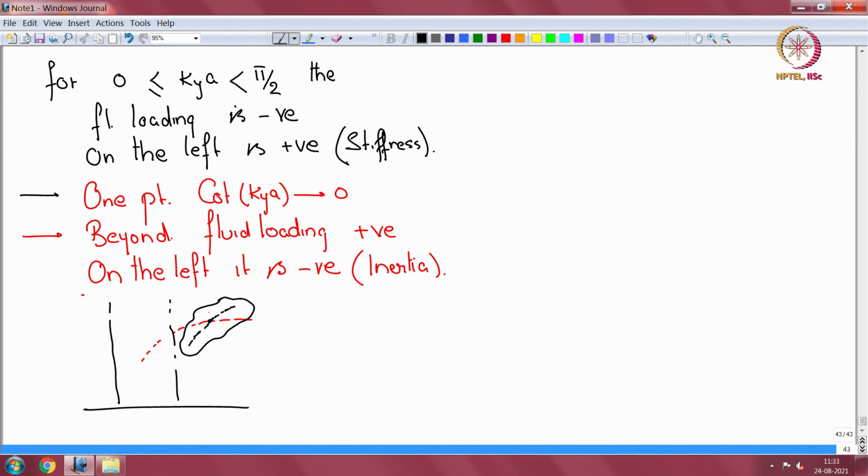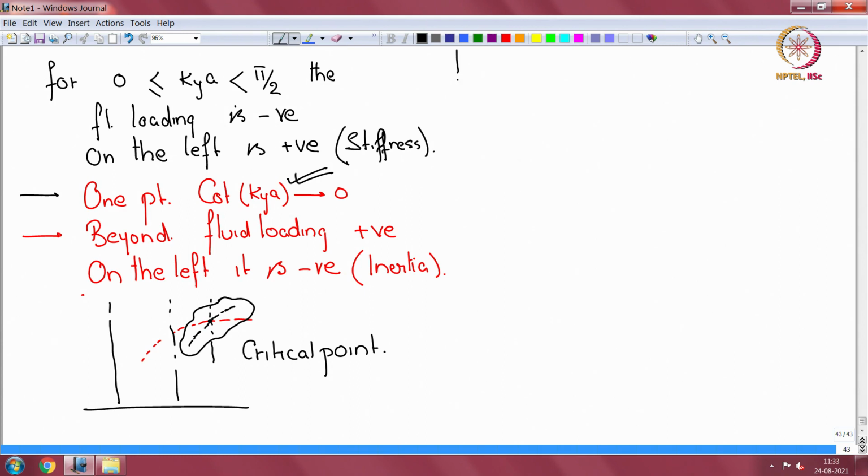So there is this one point which is where cot ky goes to 0, it's a critical point. I told you earlier that coupled and uncoupled curves cannot cross, but this is one exceptional point where this crossing occurs. That means the coupled and uncoupled are equal. That means what? The correction is 0.